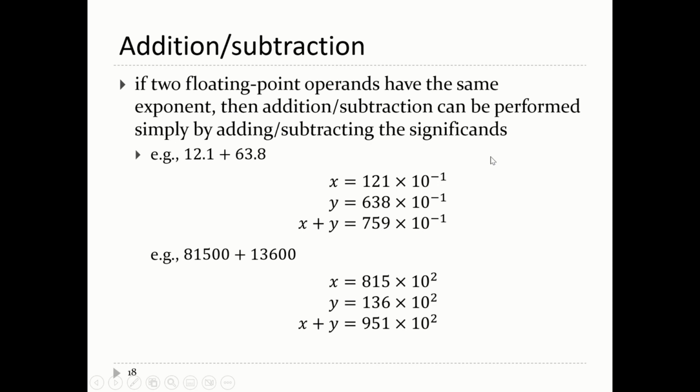Okay, so if I have two floating point numbers and I want to add or subtract them, how does that work? If they have the same exponent, then when you take your floating point number and convert it to your representation, it's easy to add them together. So 12.1 and 63.8. What's 12.1 in our representation? 121 times 10 to the minus 1. What's 63.8? 638 times 10 to the minus 1. What's their sum? Easy. Just add up all the digits, you get 759 times 10 to the minus 1.